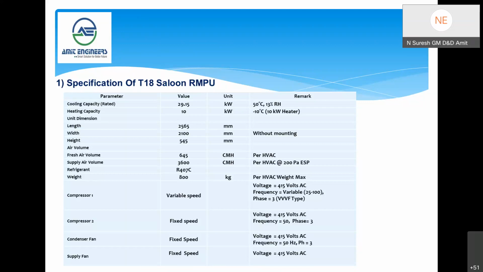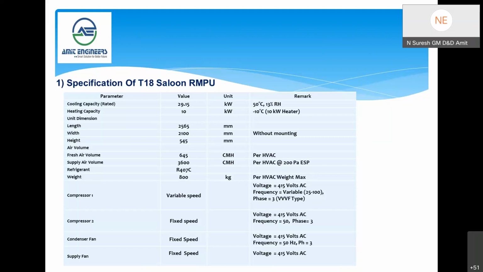And the new feature here is that a variable speed compressor is used, one compressor in this system, to modulate the cooling capacity as well as optimize the power consumption. And there is one fixed compressor. I'll cover in more detail on the coming slides how compressor 1 and 2 function. Then the condenser fans are fixed speed, that is two condenser fans, again operated by 415 volt AC, 50 hertz, three phase. Again, the supply fan is fixed speed, 415 volt AC and 50 hertz.